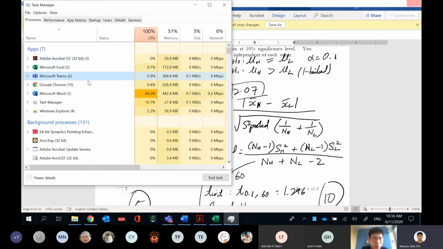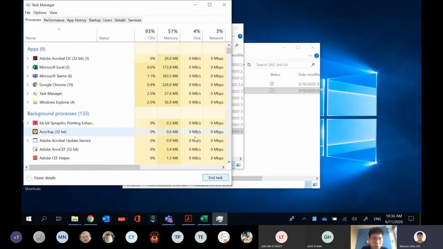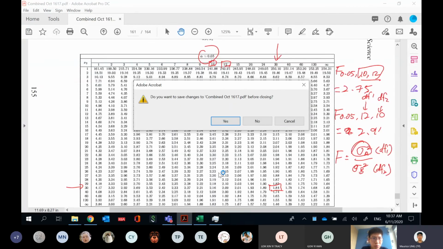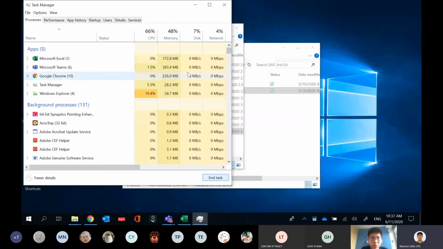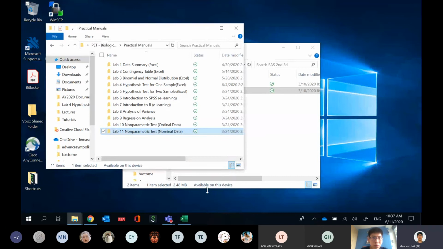Okay, Word document. This is what happens when I open too much rubbish. Document. Okay. How come I have so many Chromes open? Okay, doesn't matter.